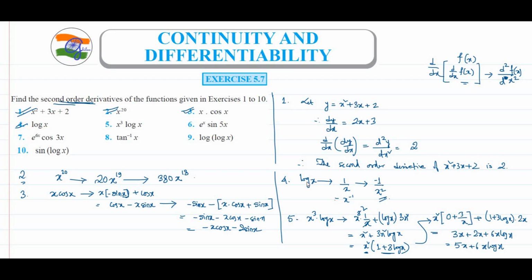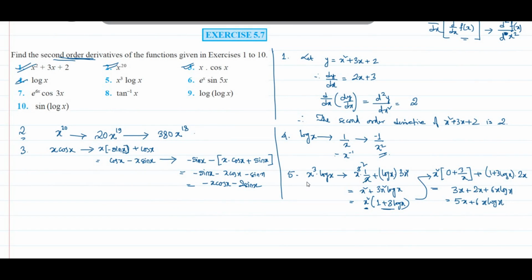As simple as that. Now coming to question number 6, in the same way, it is e to the power x sine of 5x. Let us differentiate it once by the product rule and we get it as e to the power x times sine 5x means 5 cos 5x plus sine 5x times the differentiation of e to the power x is e to the power x itself.